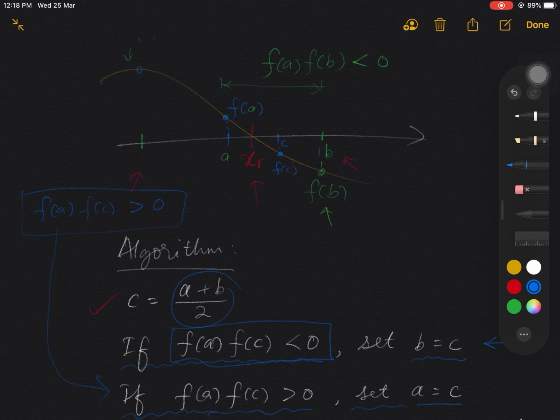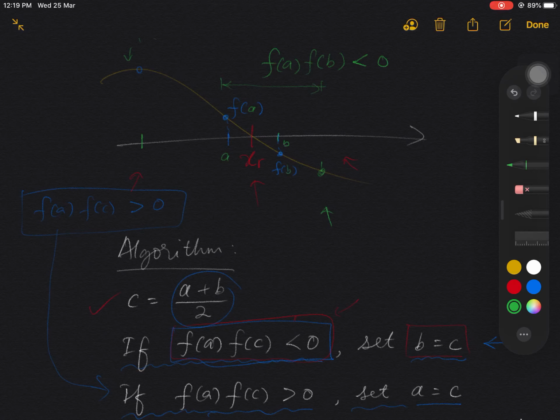So find the multiplication between FA and FC. Now the product of FA and FC in this case is negative, because FA is on top of the horizontal axis while FC is at the bottom. If this condition is fulfilled, we set B equals C. The new boundary on the right-hand side is C. So now we can remove this, and this becomes the new B. So this is our B, and this is FB.